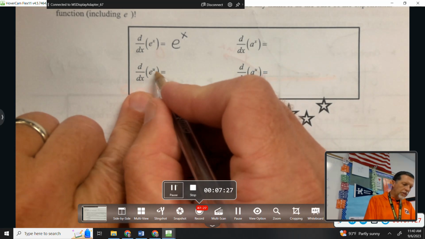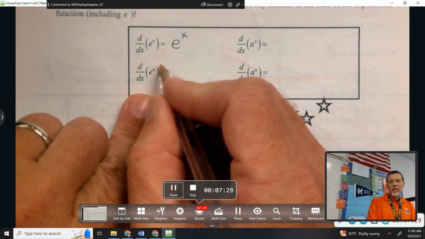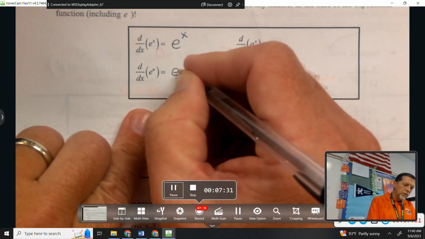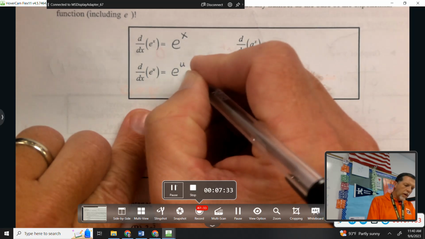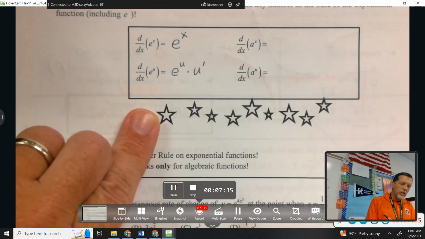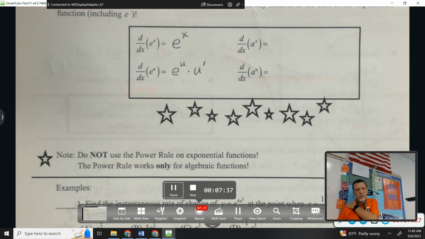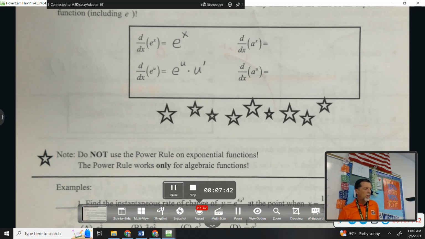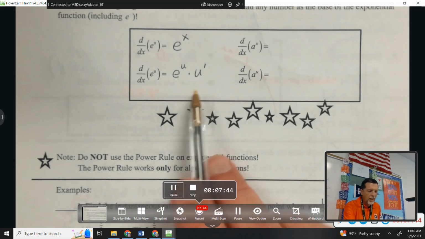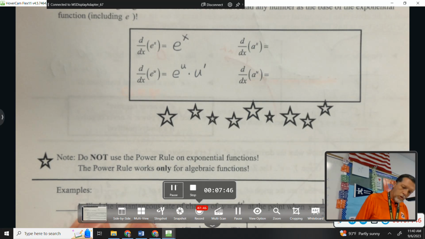Now, if you don't just have an x in there, if you got some other thing up there, the rule still applies, it's e to the u, but then you need the chain rule, so the derivative of the exponent. But either way, you're not changing the exponent, you're just tagging on for the chain rule.